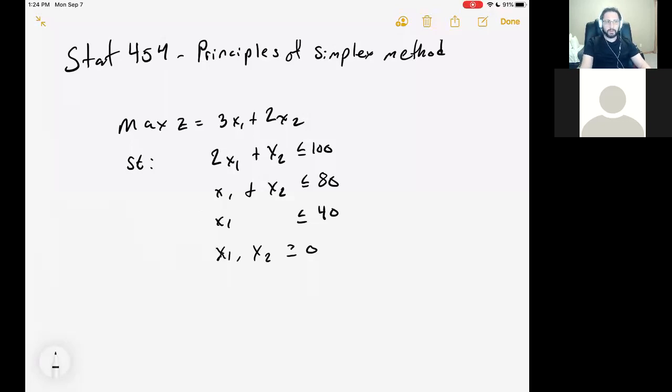What I have written down here is an LP from chapter 3.1 all the way back in the beginning of the semester. The LP asks us to maximize Z equal to 3x1 plus 2x2, subject to three constraints: 2x1 plus x2 less than 100, x1 plus x2 less than 80, x1 less than or equal to 40, and of course, as an LP, there are the sign restrictions. The sign of both variables is positive.